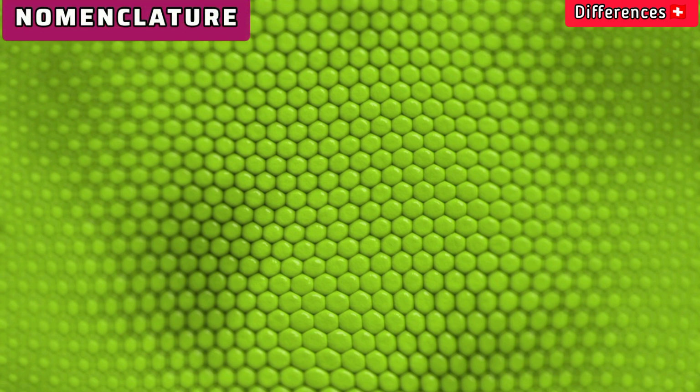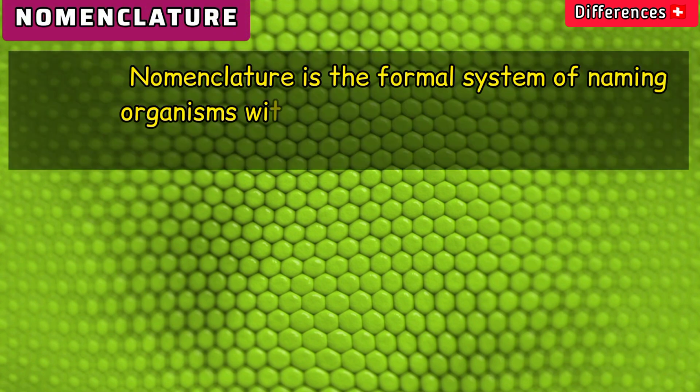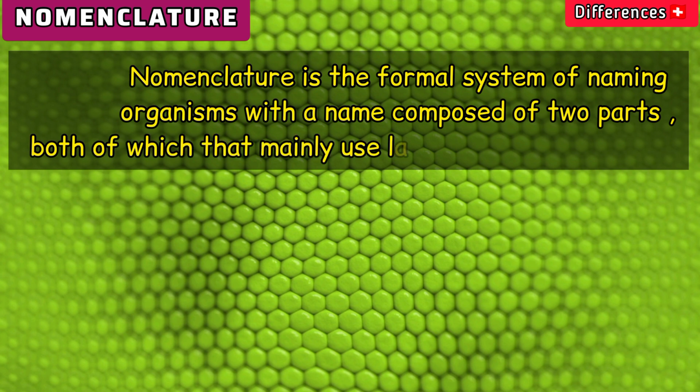Nomenclature. Nomenclature is the formal system of naming organisms with a name composed of two parts, both of which mainly use Latin grammatical forms.